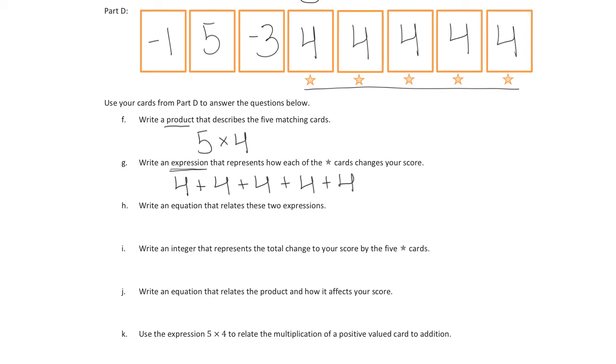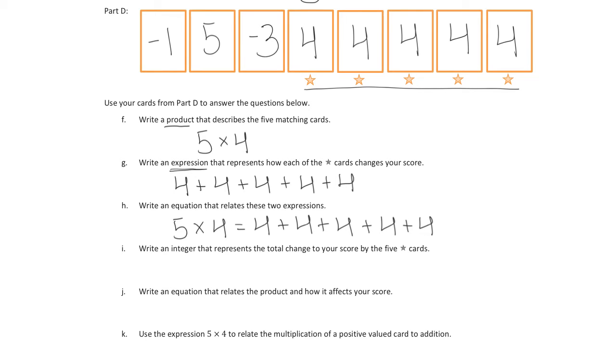For H, it says write an equation that relates these two expressions. So now we are having an equal sign, and we are equating the product that we wrote and the expression that we wrote. So we have 5 times 4 equals 4 plus 4 plus 4 plus 4 plus 4.